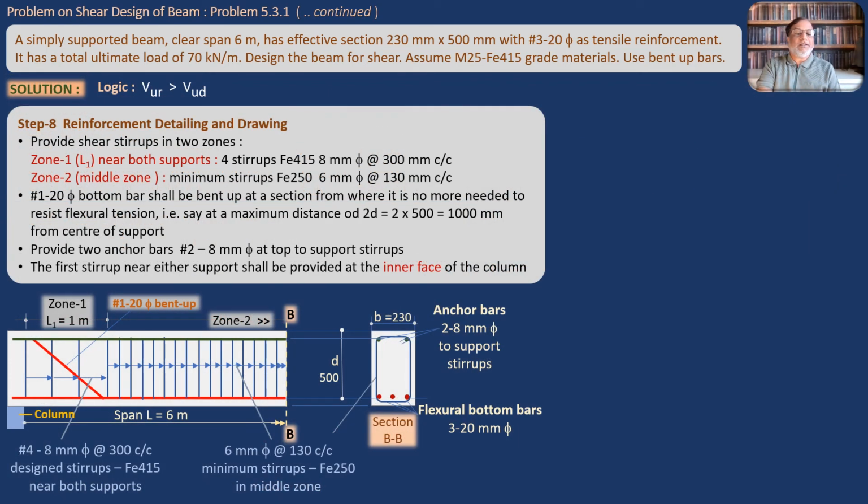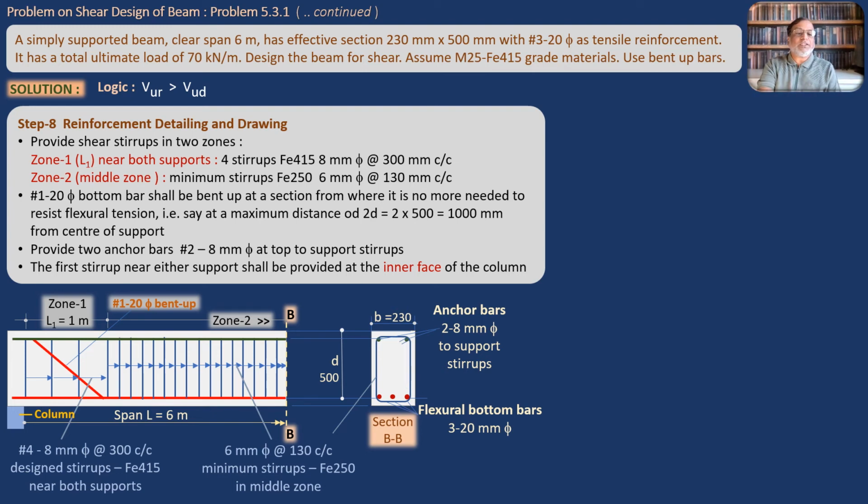So friends, up to the last step, we have completed the design numerically, the design of the beam for shear. And by taking care of economy, we have divided the beam in 2 zones and we have provided different sets of shear stirrups in the two different zones.